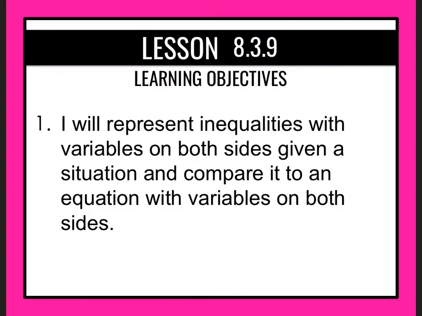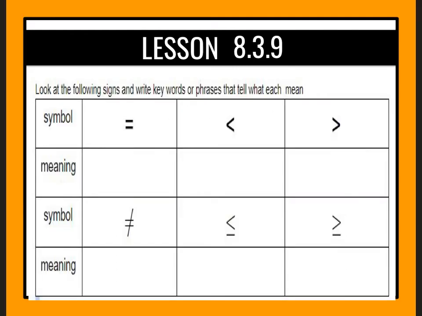Our learning objective is that we're going to represent inequalities with variables on both sides given a situation, and we're going to compare that to an equation with variables on both sides. Remember, we've been solving equations with variables on both sides. Now we're going to look at what an inequality with variables on both sides looks like. Again, don't forget to have your symbols out with you.